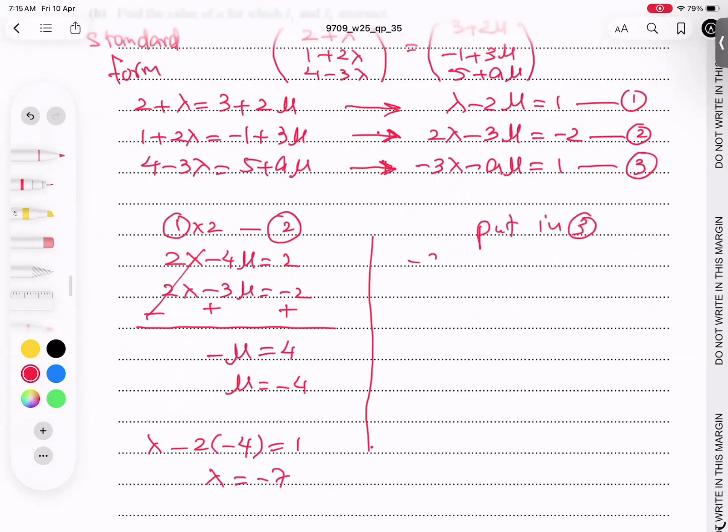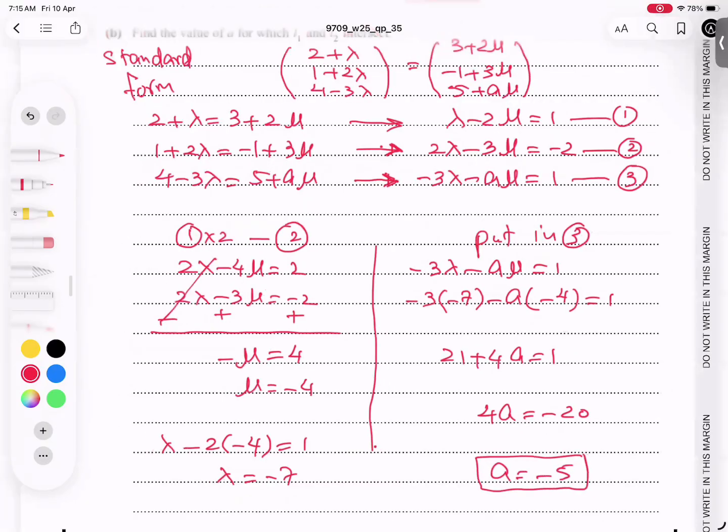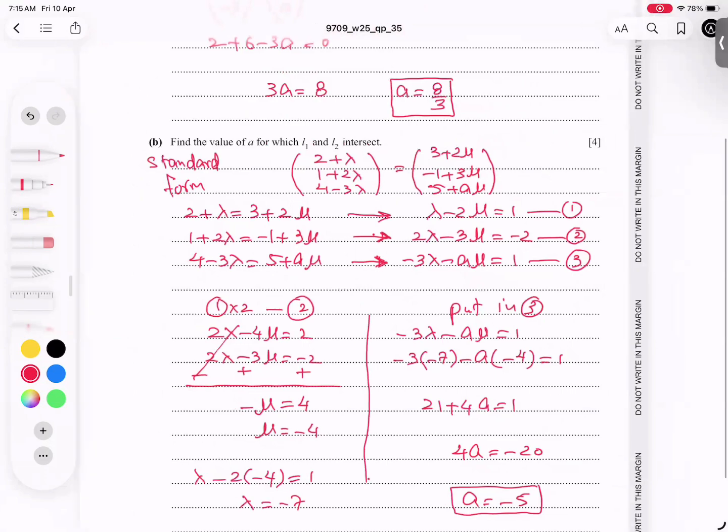So negative 3 lambda minus a mu is equal to 1. And the lambda value is minus 7, and the mu value is minus 4. So we got 21 from here. Positive 4a is equal to 1. So 4a becomes negative 20 and the a value becomes negative 5. I hope the concept of this part is also clear.